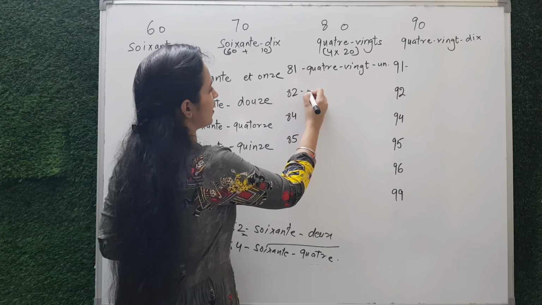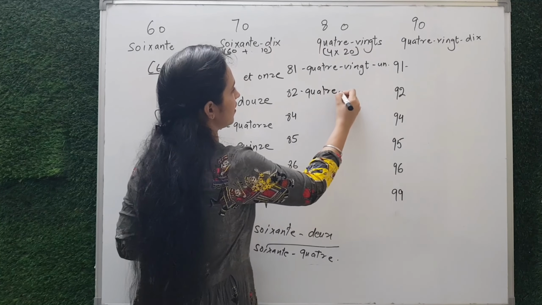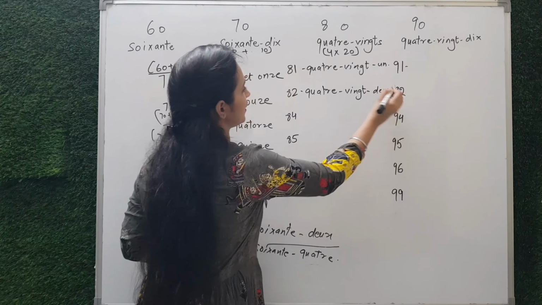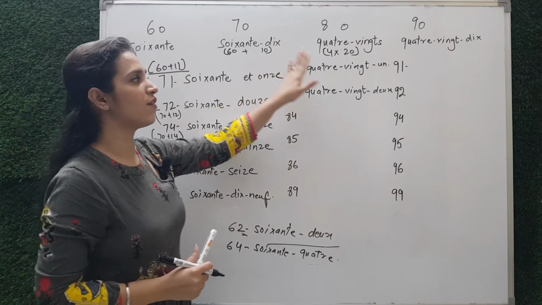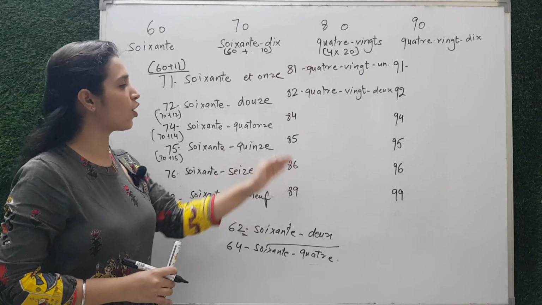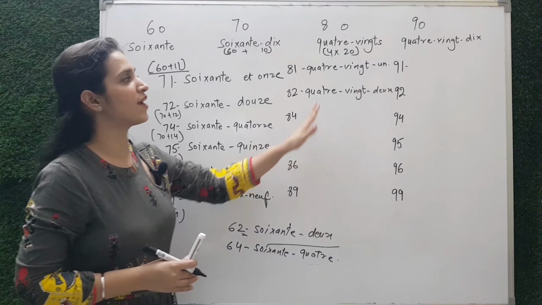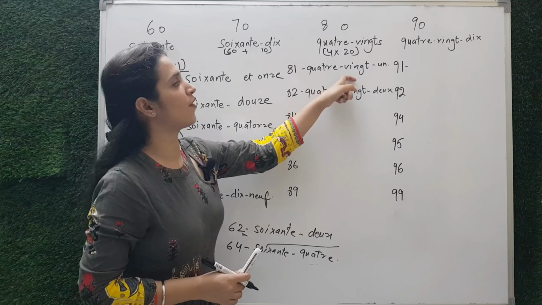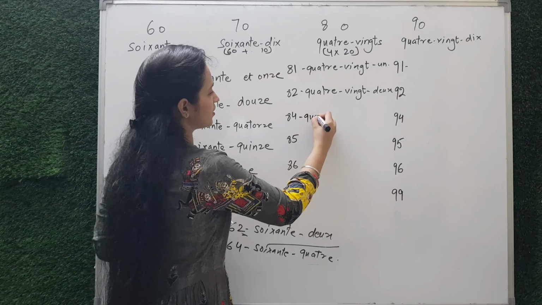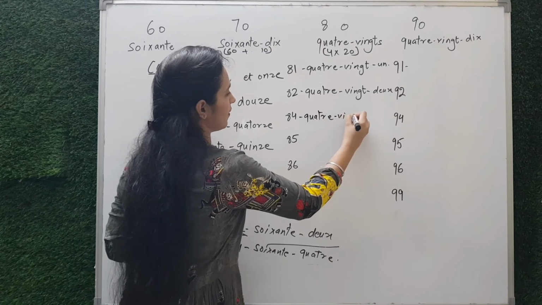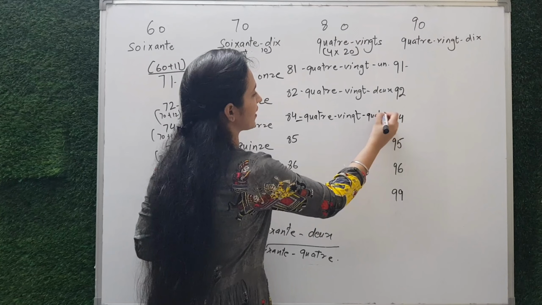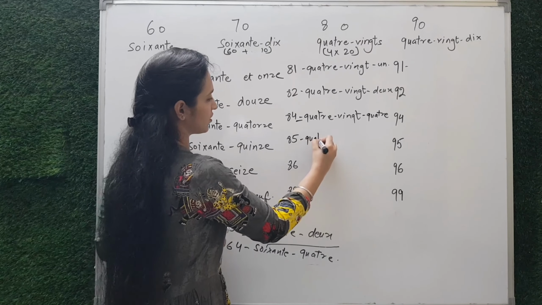Now, 82. 80 is quatre-vingts and 2 is deux. Now, if you notice over here, we are using normal numbers from 1 to 9, right? In 80, we are not using numbers from 11 to 19. Here, we are using numbers from 1 to 9. So, here it would be quatre-vingts. What is 4? Quatre. Quatre-vingts, quatre.